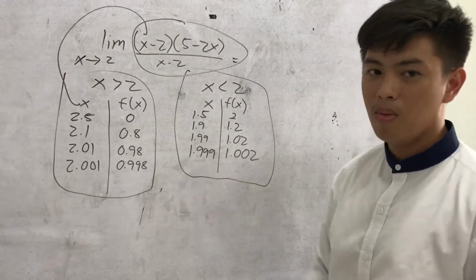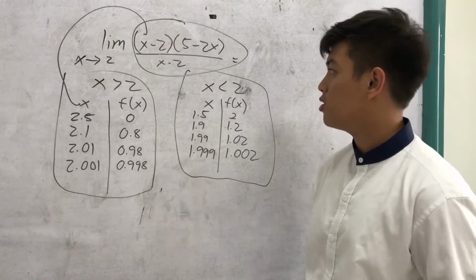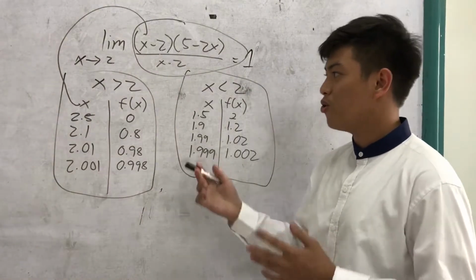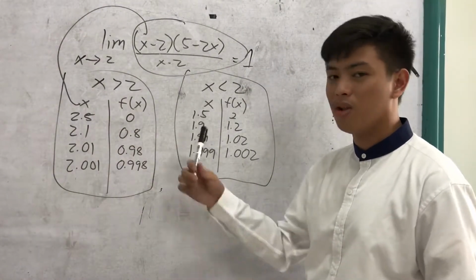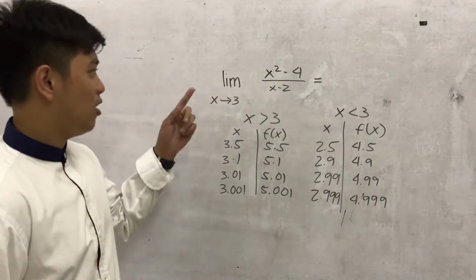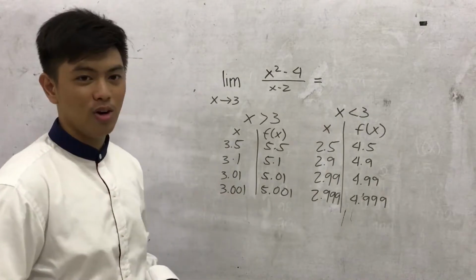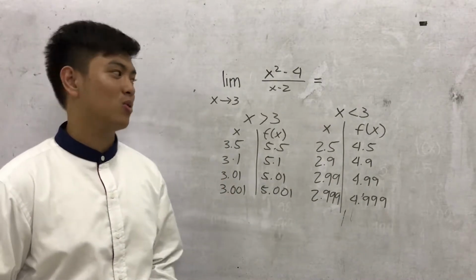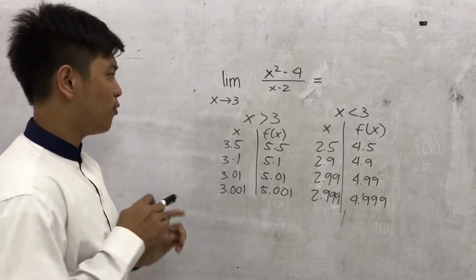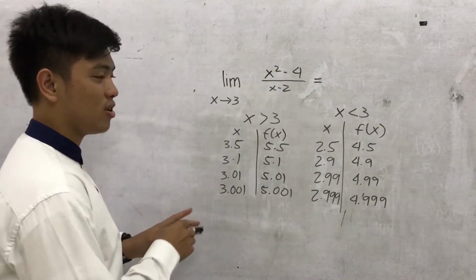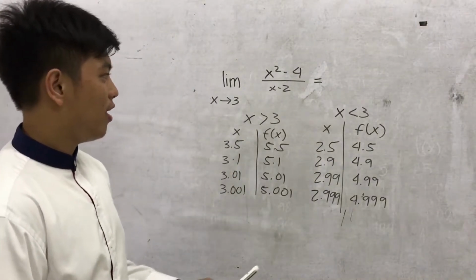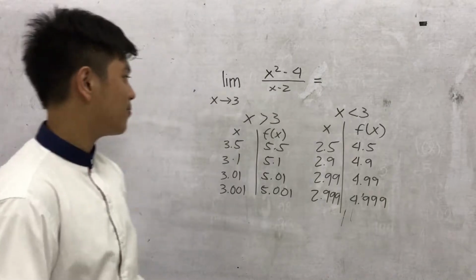Since both tables are approaching 1, the answer is 1. So that's how you solve tabular values. The second example, the limit of x squared minus 4 all over x minus 2, where x approaches 3. So the first thing you do is draw a table, x greater than 3 and x less than 3.